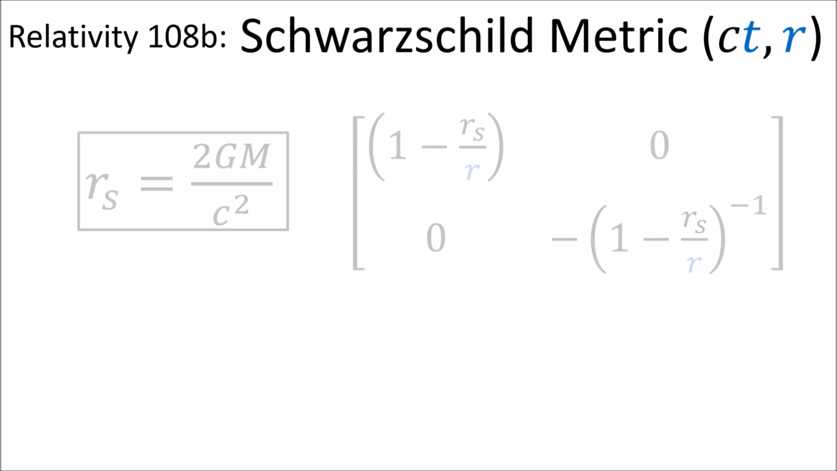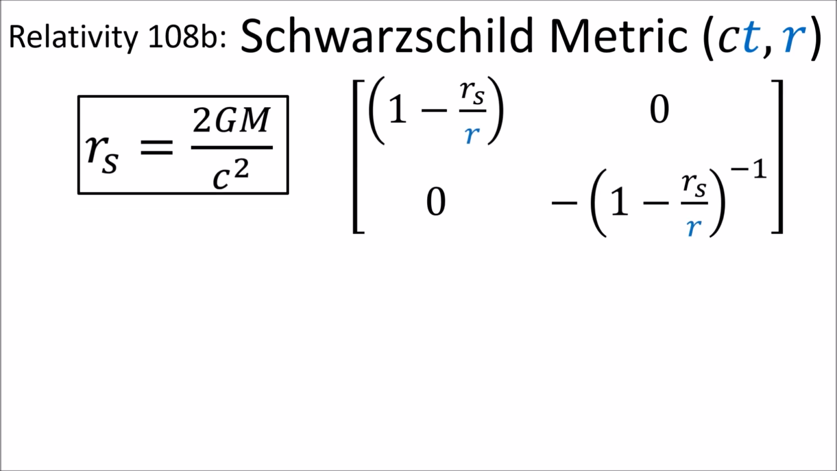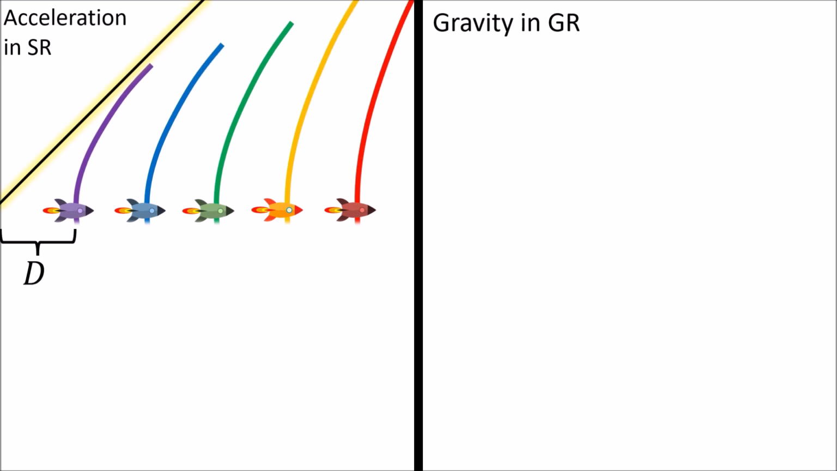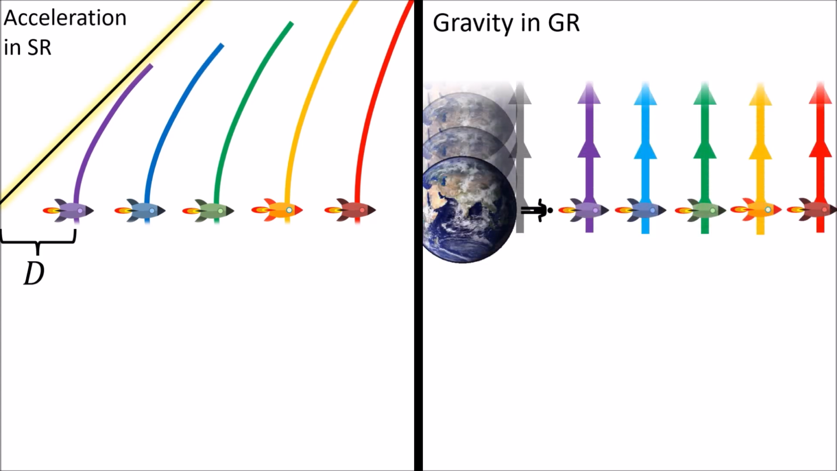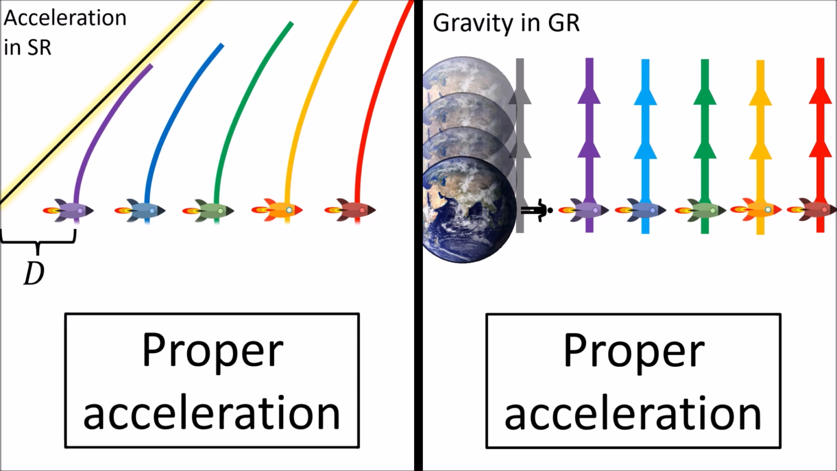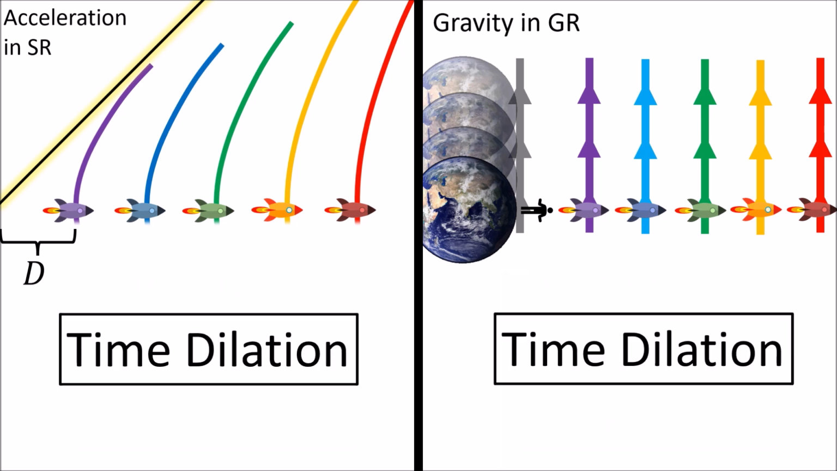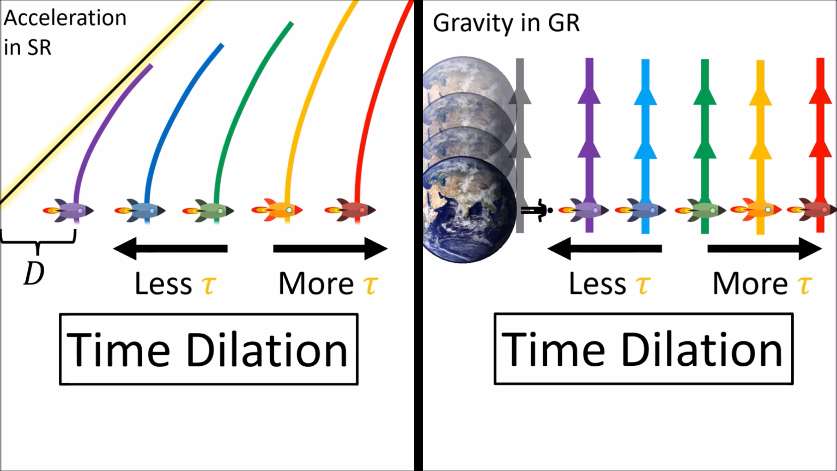We also saw in Relativity 108b that the Schwarzschild metric results in gravitational time dilation according to this formula. So, the case of accelerating spaceships in deep space and the case of spaceships hovering above a planet do have similarities. In both cases, the ships all measure proper accelerations that are decreasing in the direction of acceleration. And in both cases, the ships experience time dilation, with time passing more quickly in the direction of acceleration. However, the two cases are not globally equivalent.